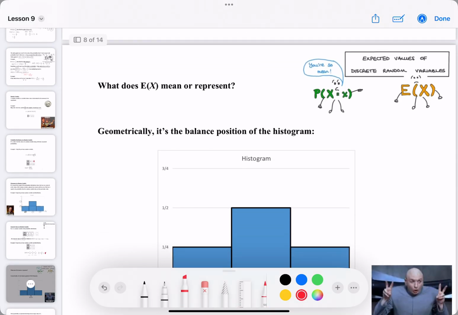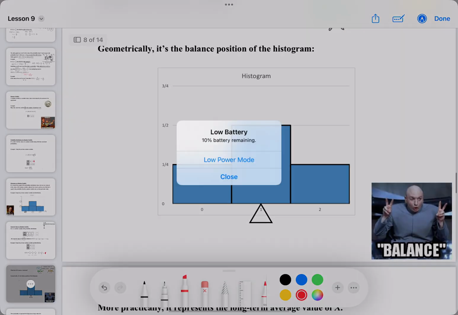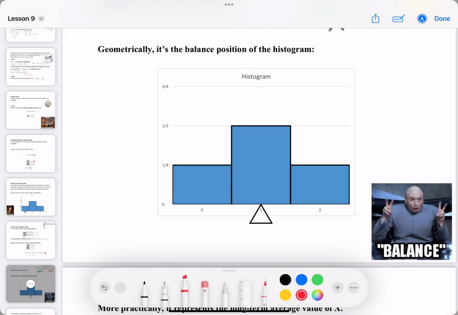What does E(X) mean or represent? The expected value geometrically is the balance position of the histogram. Okay, let's see this histogram. Where is the balance position? It is here. So the expected value is 1.